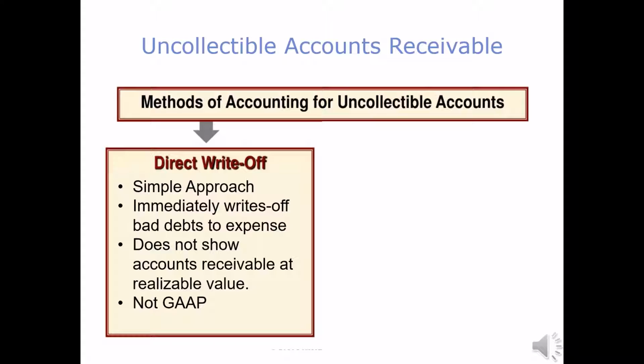The first method that we talked about to keep track of amounts that are not collectible is the direct write-off method. This method, rather than trying to estimate accounts that will not be paid, we wait until we know that an amount will not be paid and then we write that amount off.